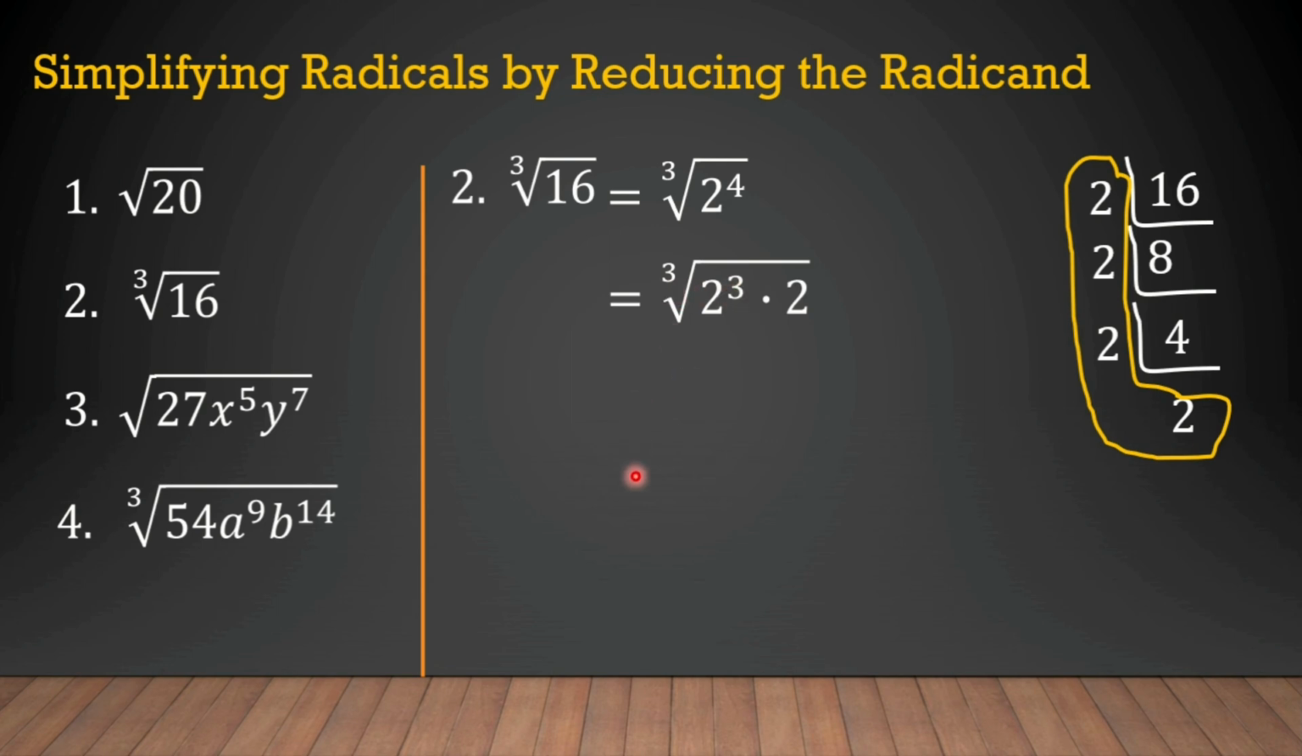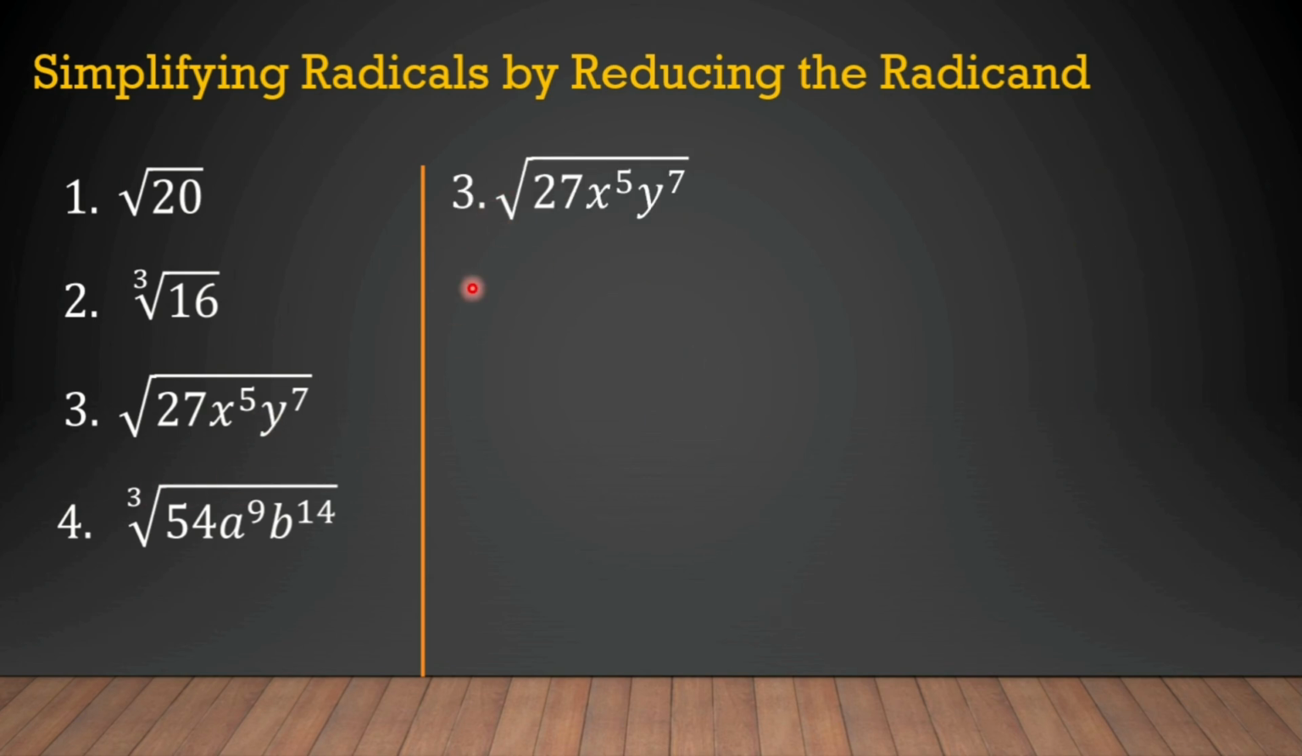So, dito, pwede na natin siya gawin yon 3 divided by 3 or simply cancel natin yung exponent na 3 sa index na 3. Kaya lalabas na yung 2. Tapos, retain pa rin yung 2 na isa dito sa loob ng radical sign. So, therefore, ang simplified form ng the cube root of 16 is equals to 2, the cube root of 2.